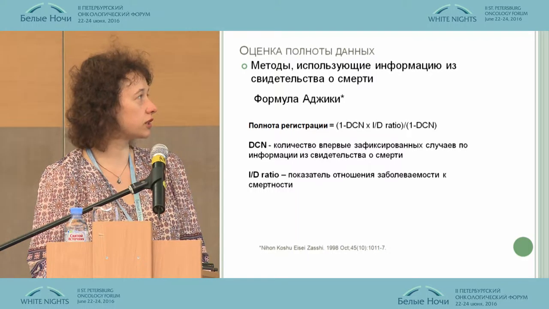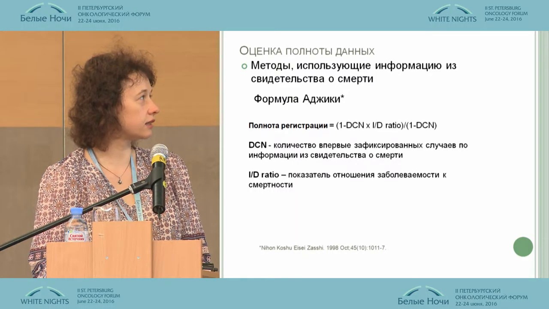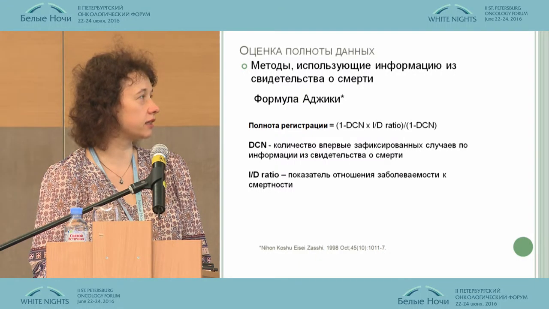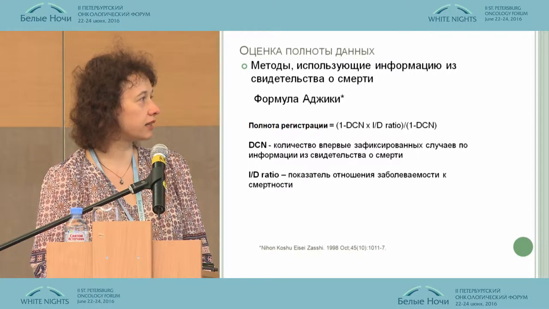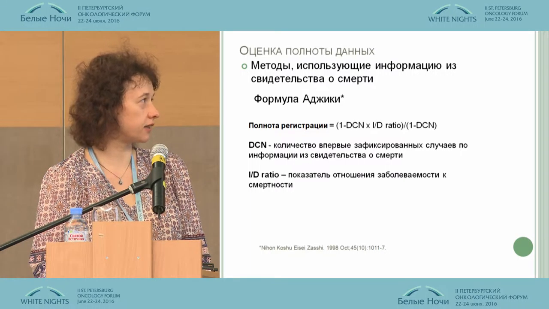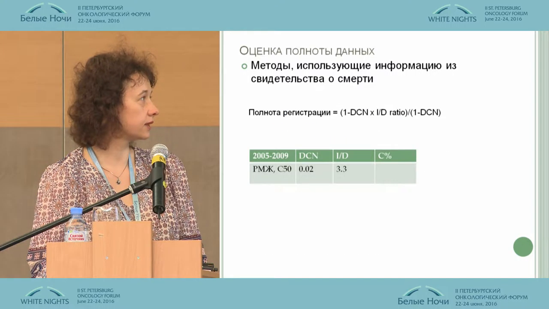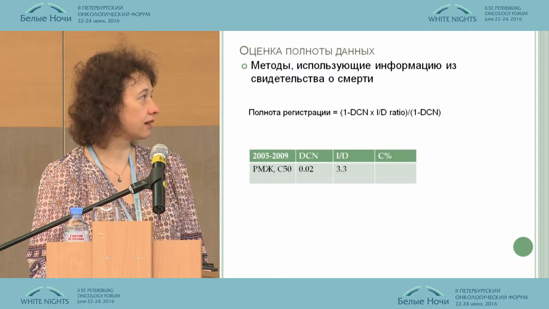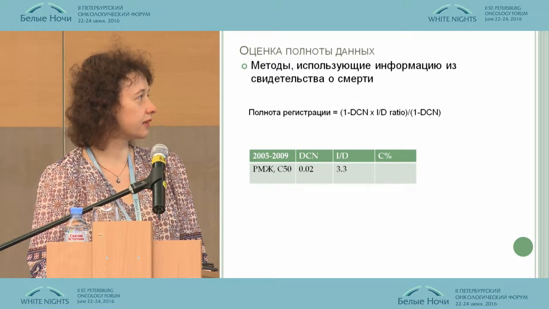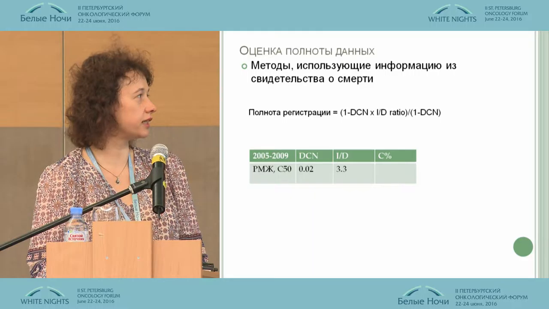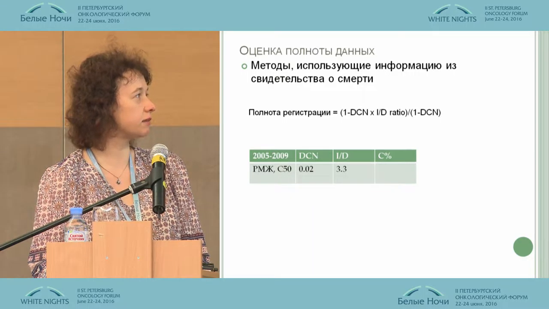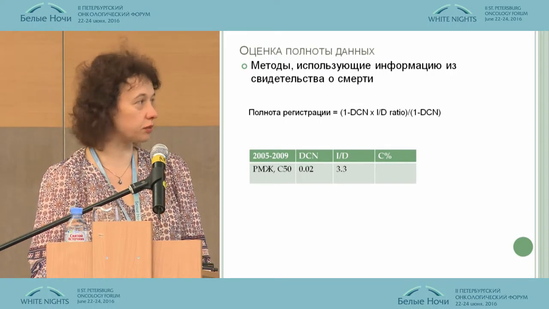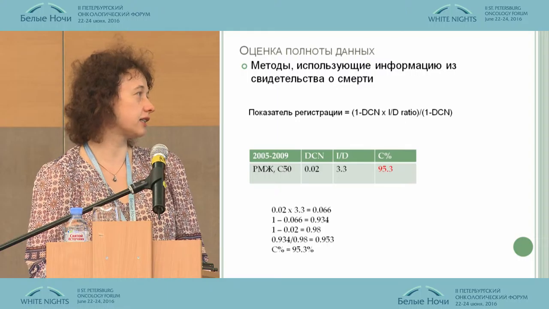For them, the cancer register does not receive any information from laboratories or hospitals. We use a GQ formula, and we can assess the fullness of registration when we have information about the number of cases based on the death certificate and ID ratio. That's another example of how you can use the same formula. It's an example taken from Bulgaria. We know the number of cases with death certificates and the ID ratio, and then on the basis of that, we can assess the fullness indicator.